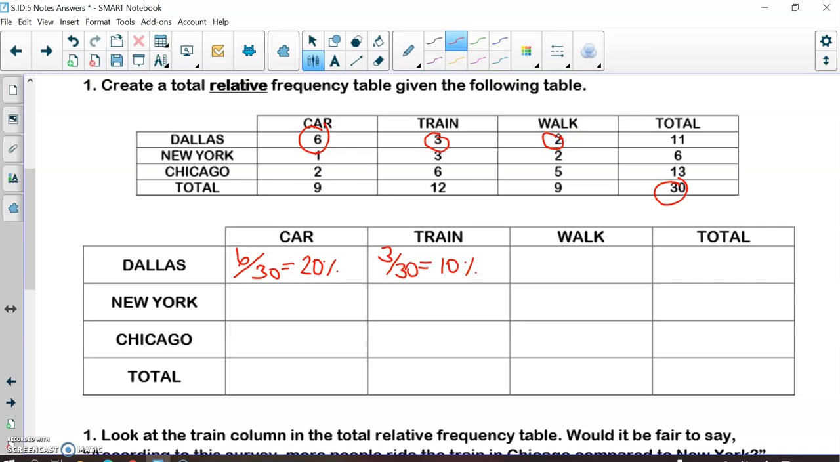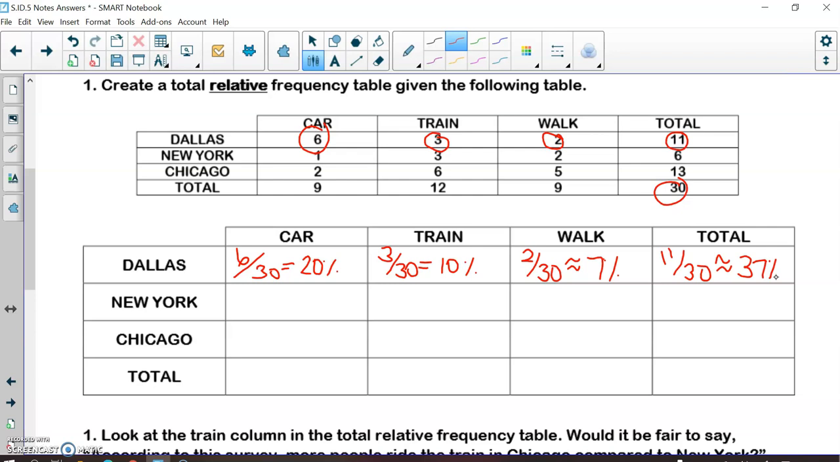All right, Dallas and walking, that's 2 out of 30 people. Which 2 out of 30 people times 100 gives you approximately 6. Now I'm just going to do whole percentages here. So let's just do 7%. And then the total is 11 out of 30, which is approximately equal to 37%. Now if you add up your percentages in that first row, 20 plus 10 plus 7% does give you 37%.